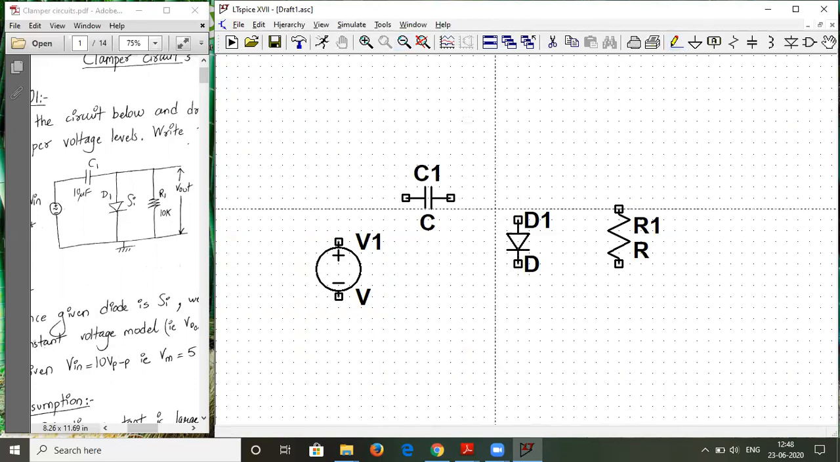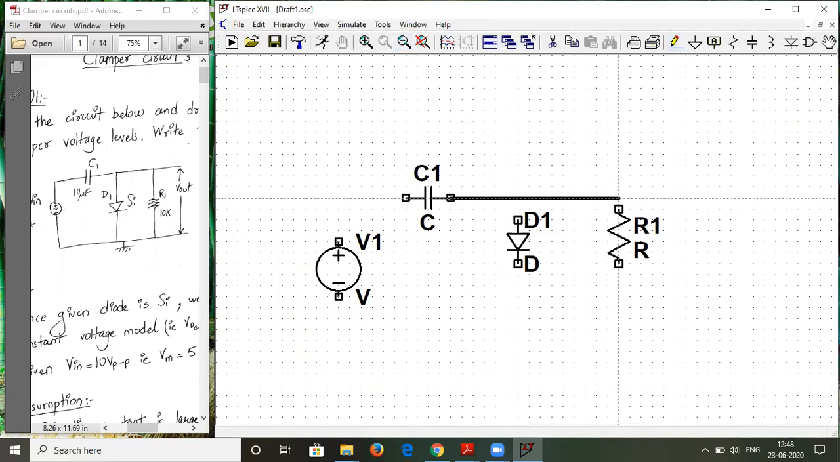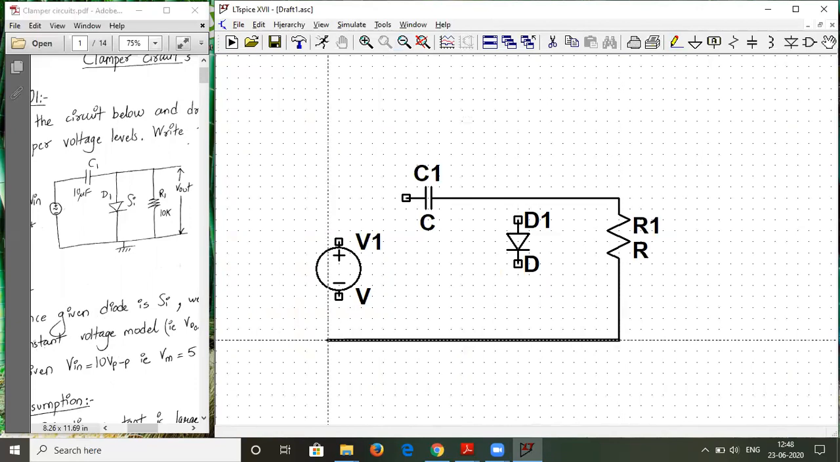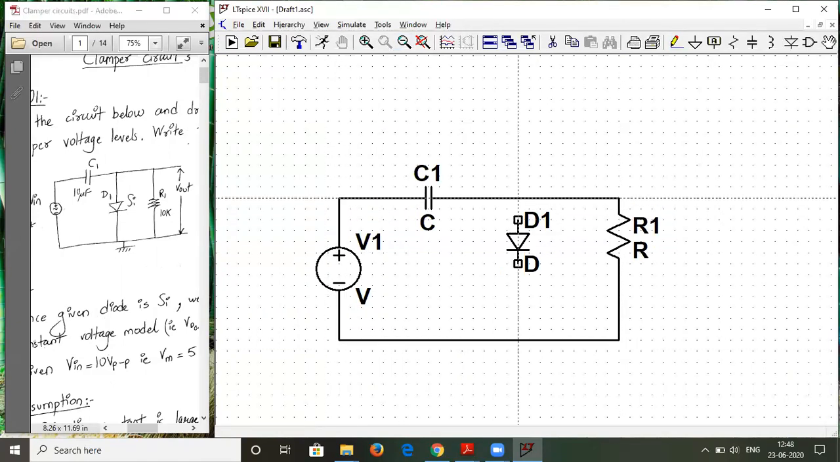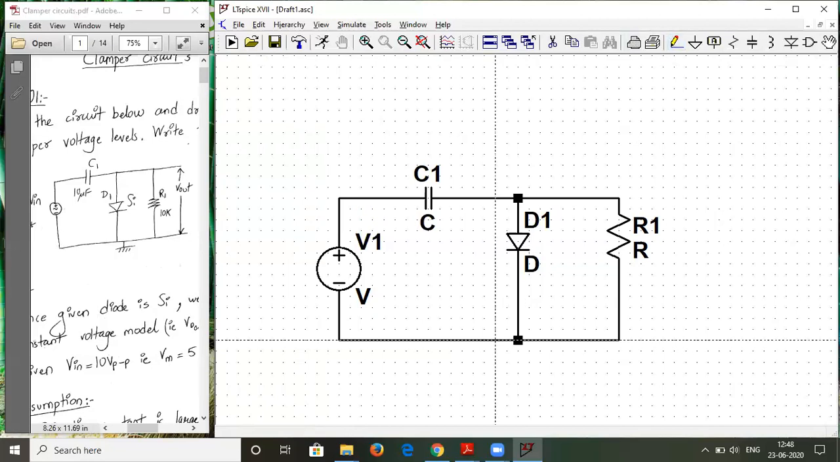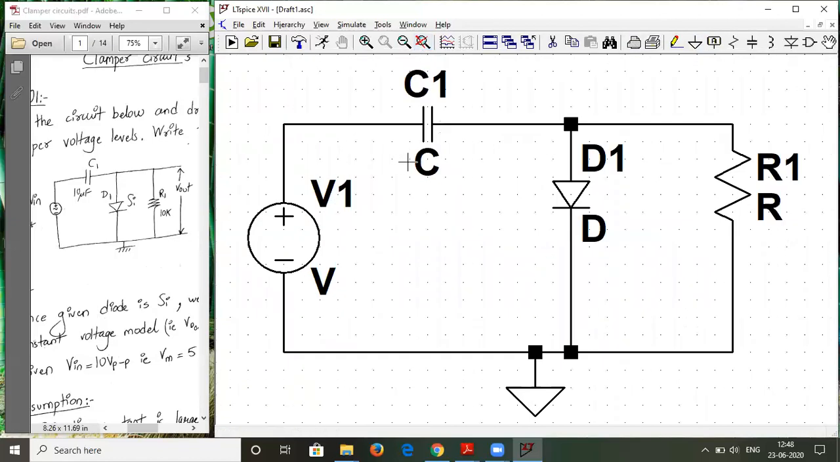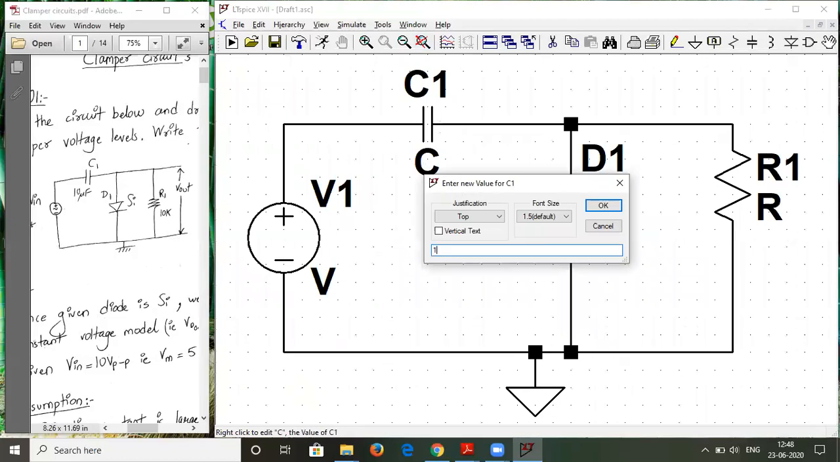I'll join them with the wire like this. I'll also make the connections for the diode. Yeah, and my circuit is ready. Don't forget to add the ground. So this is my ground, and I need to decide on the value of the capacitor. So this is my capacitor.